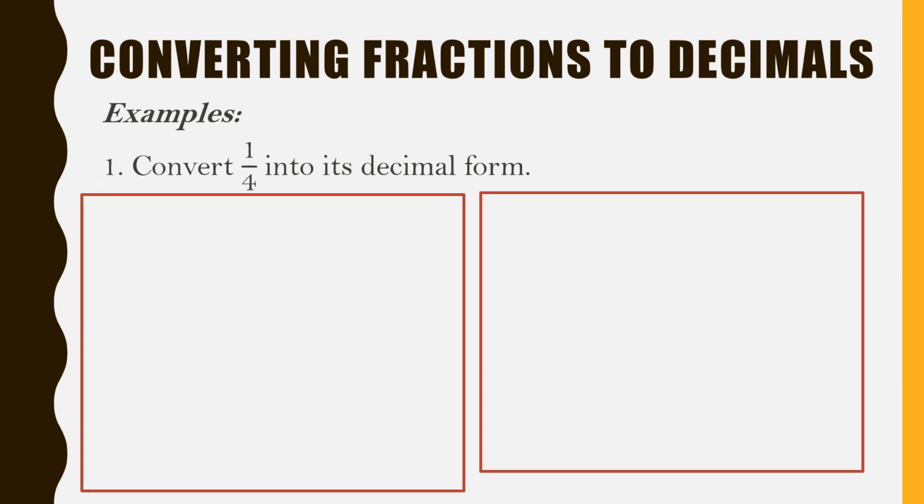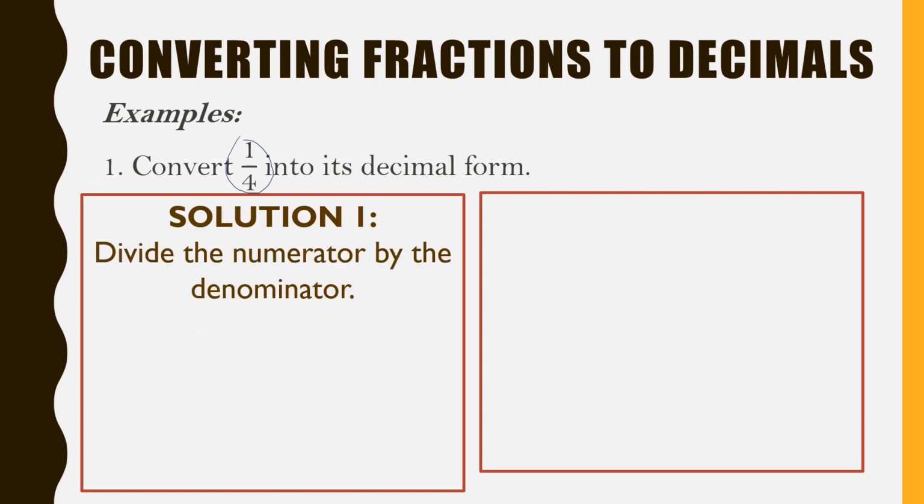Okay, again, we read that as 1/4. So the first step that we are going to do is, by the way, we have here 2 solutions. So for solution 1, we simply divide the numerator by the denominator. Okay, so when we do that, we are going to use this method. So the numerator is always inside the division symbol. Okay, so we have here 1 inside the division symbol, and then we have the denominator outside.